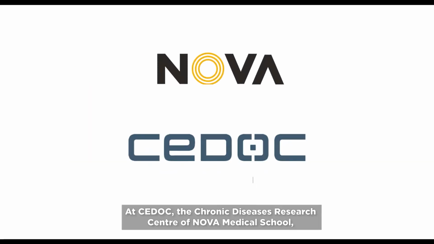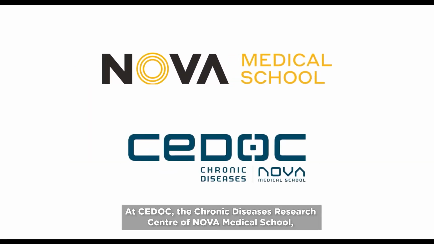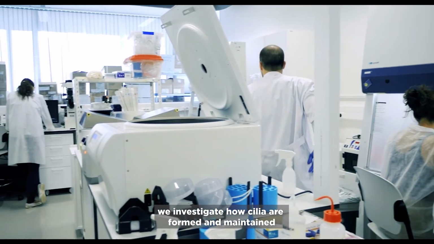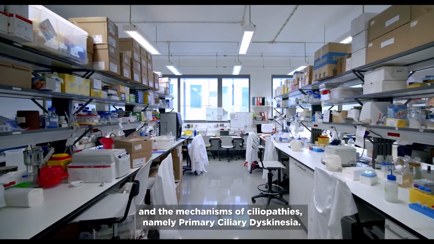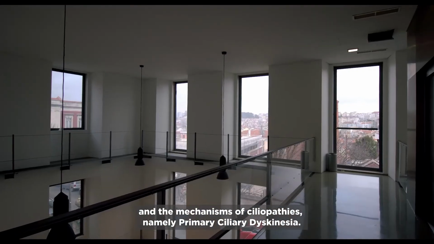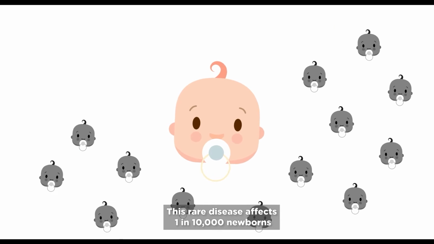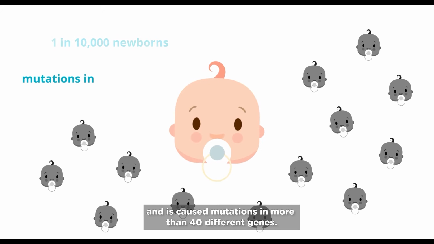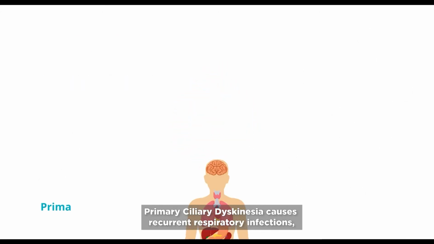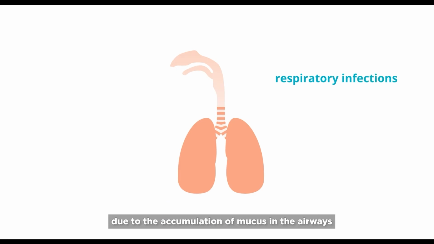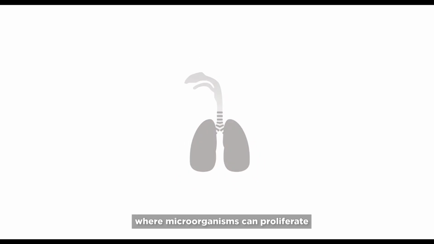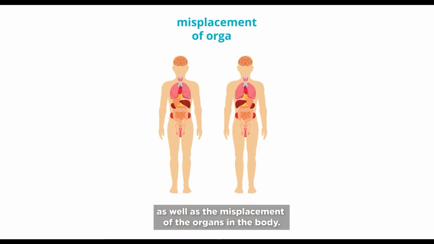At CEDOC, the Chronic Diseases Research Center of Nova Medical School, we investigate how cilia are formed and maintained, and the mechanisms of ciliopathies, namely primary ciliary dyskinesia. This rare disease affects 1 in 10,000 newborns and has caused mutations in more than 40 different genes. Primary ciliary dyskinesia causes recurrent respiratory infections due to the accumulation of mucus in the airways, where microorganisms can proliferate, as well as the misplacement of the organs in the body.